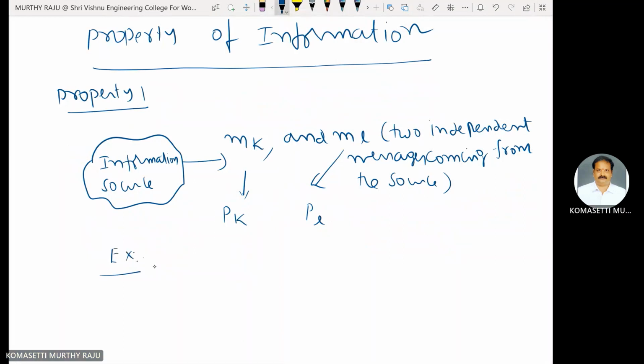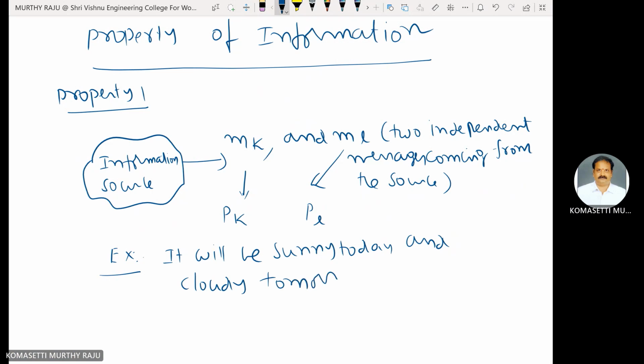Example: it will be sunny today and cloudy tomorrow. This is the composite message. Composite message means a combination of M of K and M of L.